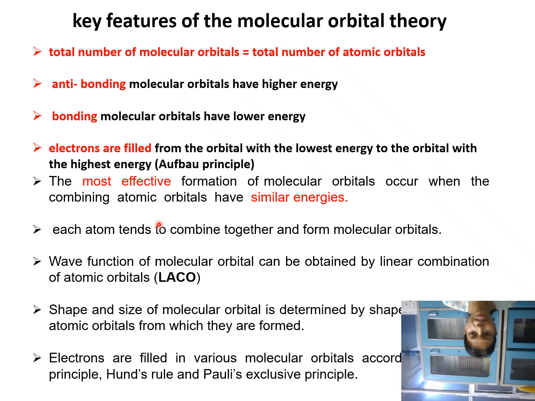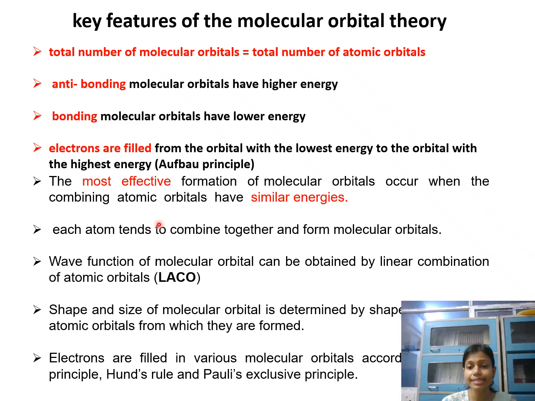And wave functions of molecular orbitals are obtained by how? LCAO method, that is linear combination of atomic orbitals. Another thing, the shape and size of the molecular orbitals are determined by the shapes and sizes of atomic orbitals. So we have seen how atomic orbitals are combined to give molecular orbitals, and how the shapes are changing. Okay, so depending on the atomic orbital's shape and size, the molecular orbital will have that kind of shape or size.